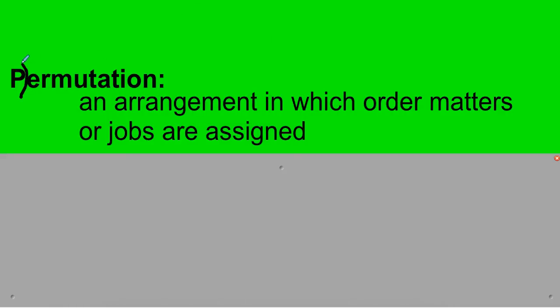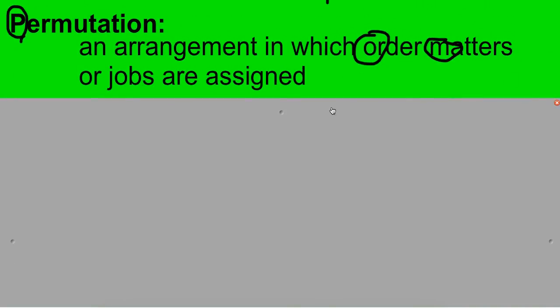With permutations, I'm going to circle the P. Order matters. So with permutations, order matters. That kind of spells like pom-poms. So with permutations, order matters. Write that in your notes. Okay. Maybe another way to think about it is jobs are assigned to people, or they have like specific roles like first place, second place, or president, vice president, that type of deal.